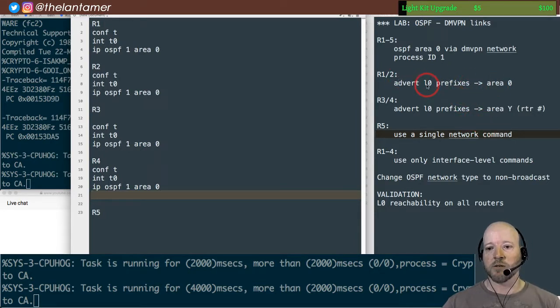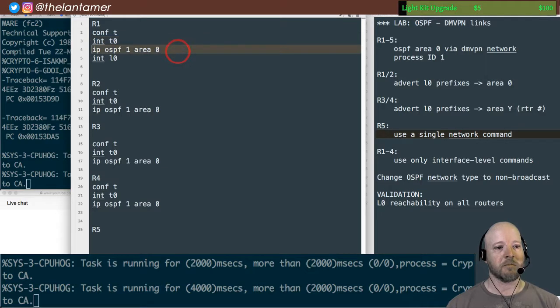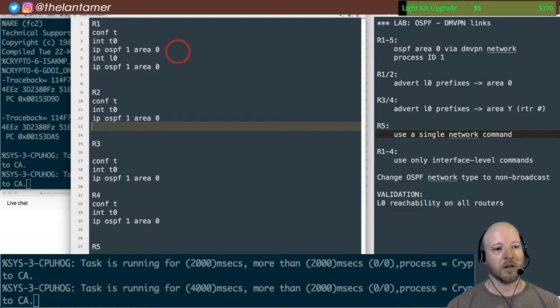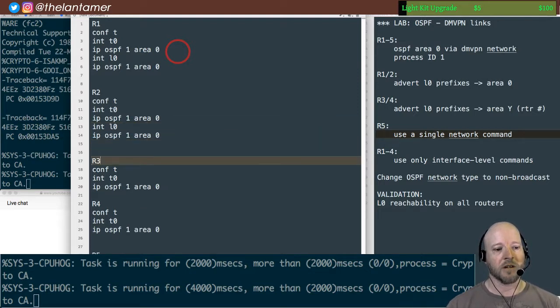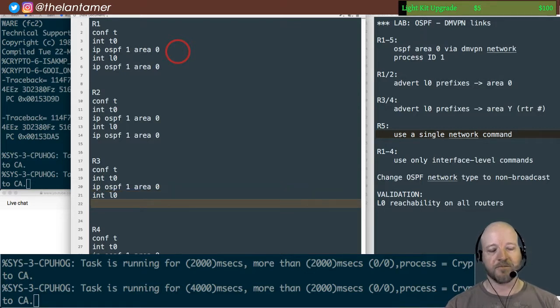Routers 1 and 2 are going to advertise their loopback 0 prefixes into area 0. So we're also going to do interface L0, same. Router 3 likes to be a rebel. He just wants to be different. So we're going to do interface loopback 0, IP OSPF 1, same process ID, but this will be area 3 for router 3 and area 4 for router 4.